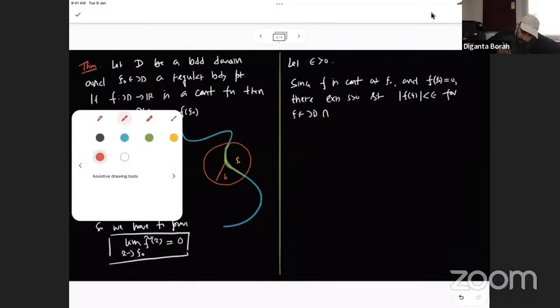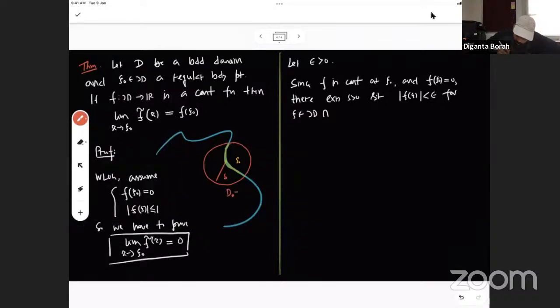Let's give a name to this. I'll call this D naught, the intersection, by continuity of f. So this I have. What I'm going to show is that this delta, maybe after shrinking a little bit, will work. So this is given. I have to find a delta. I have some delta to work with, but possibly I have to modify this, and then I'll show that this will work.